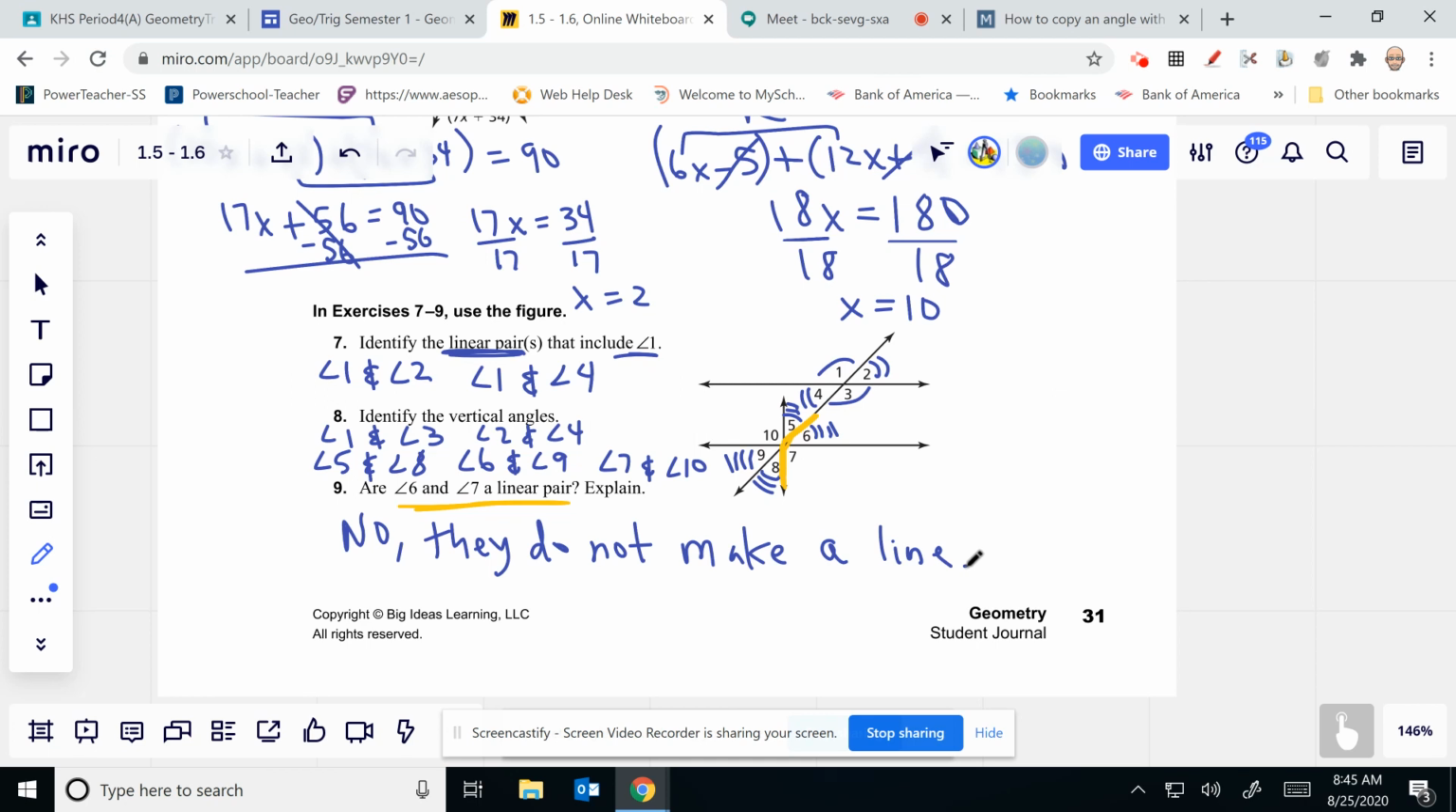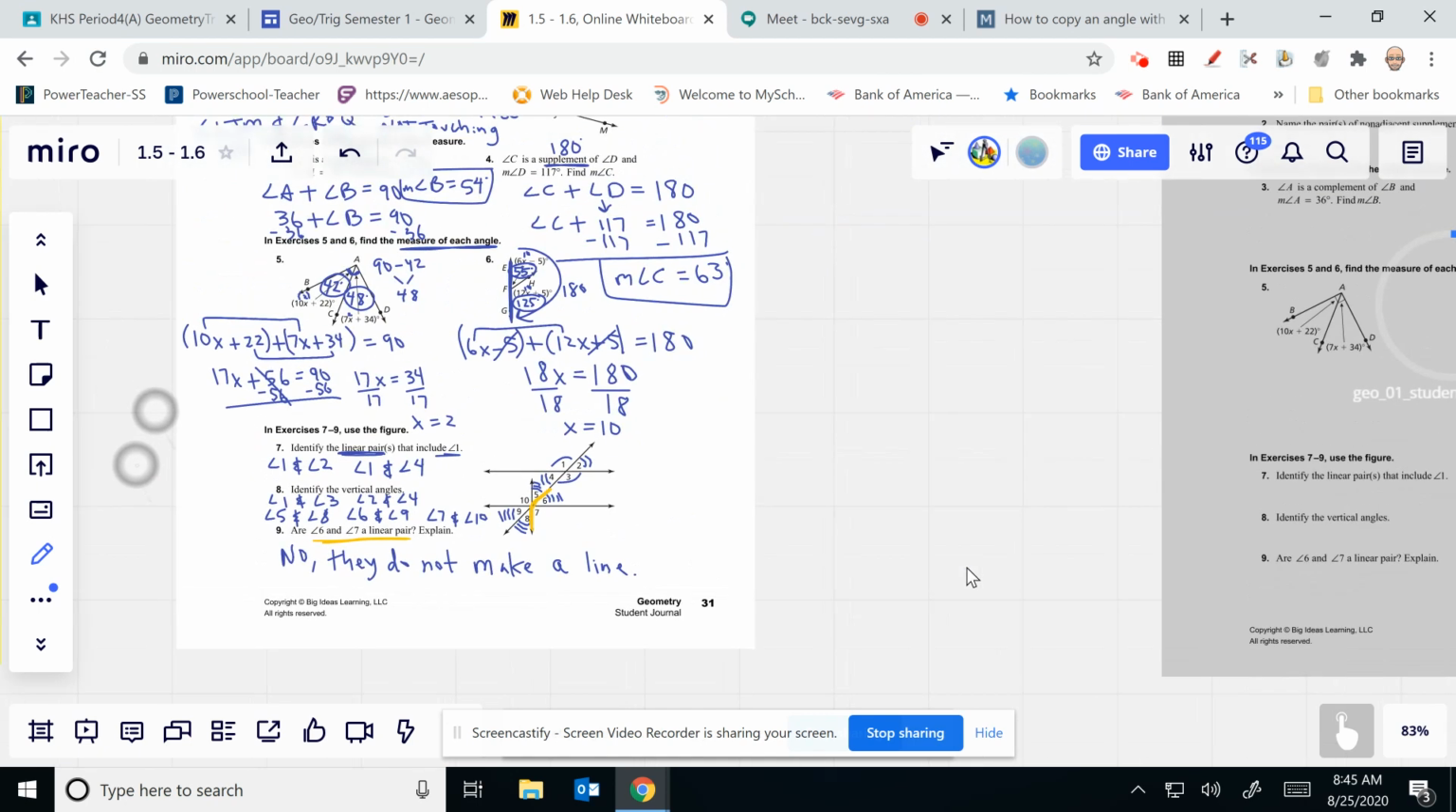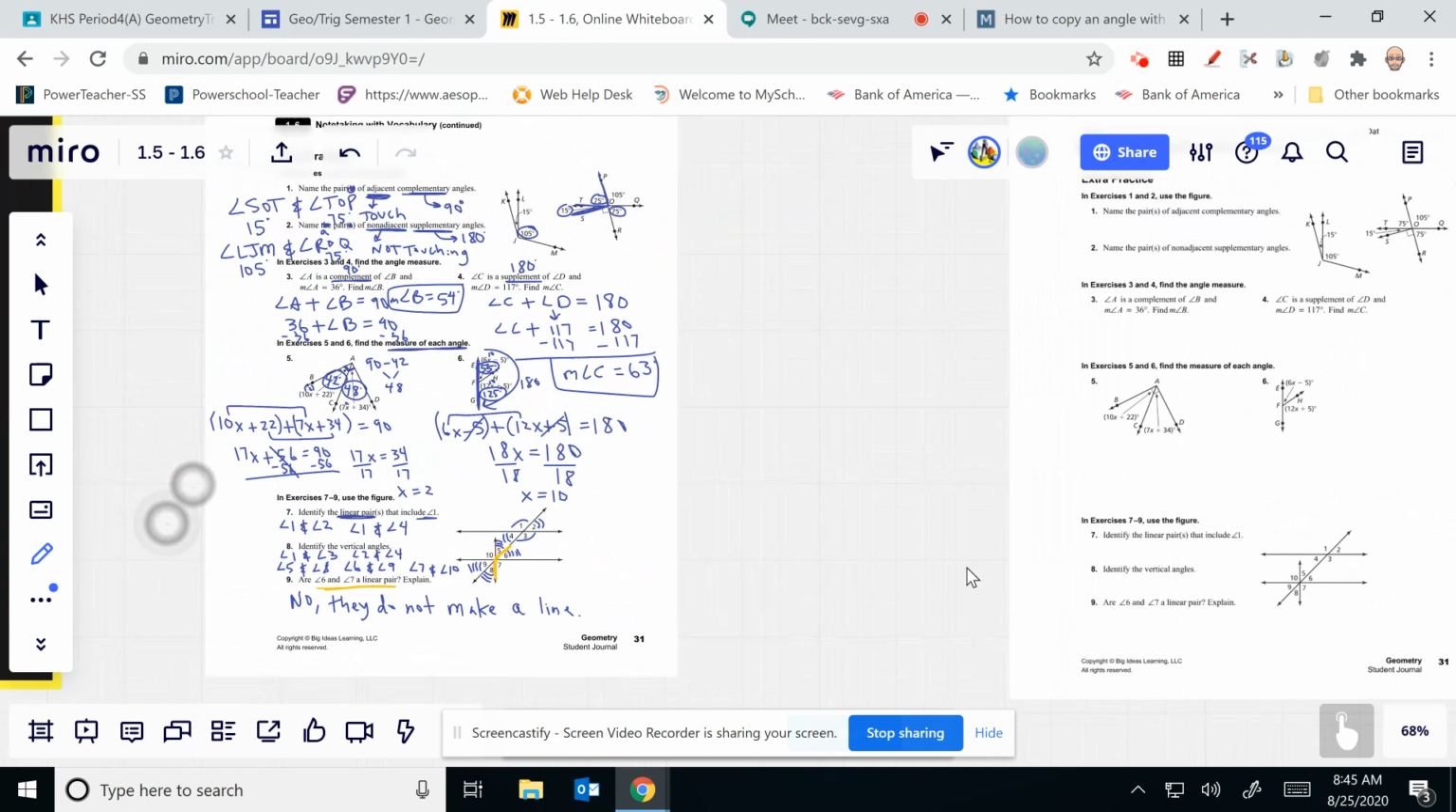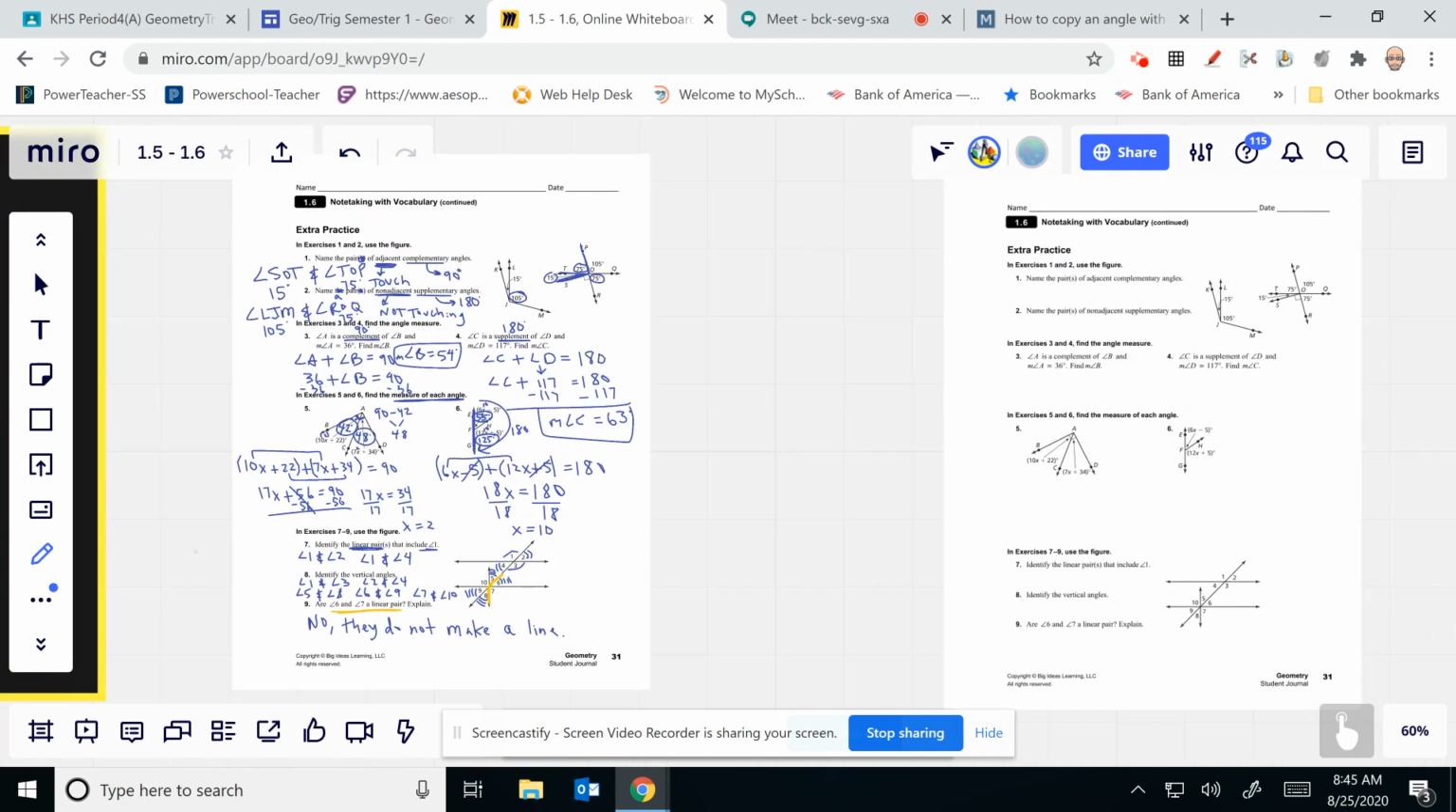Okay, so that would be your 1.6. That's your page 31. That is the other page you need to take a picture of. You need to attach both of those pages to that Google Classroom assignment and turn that in.